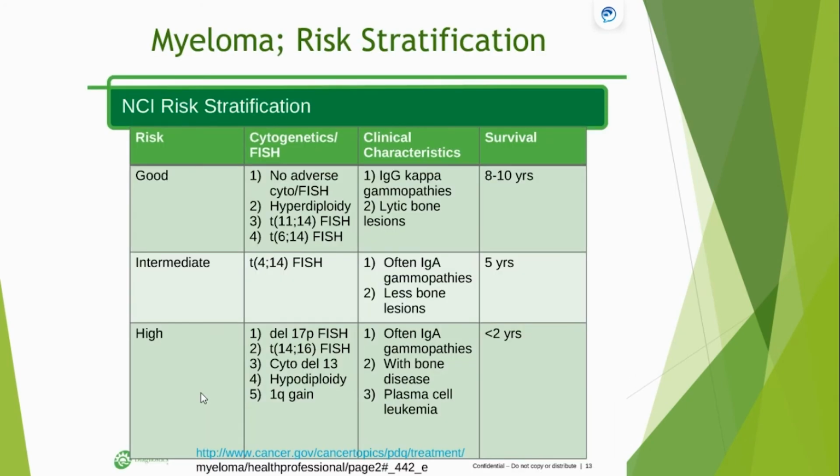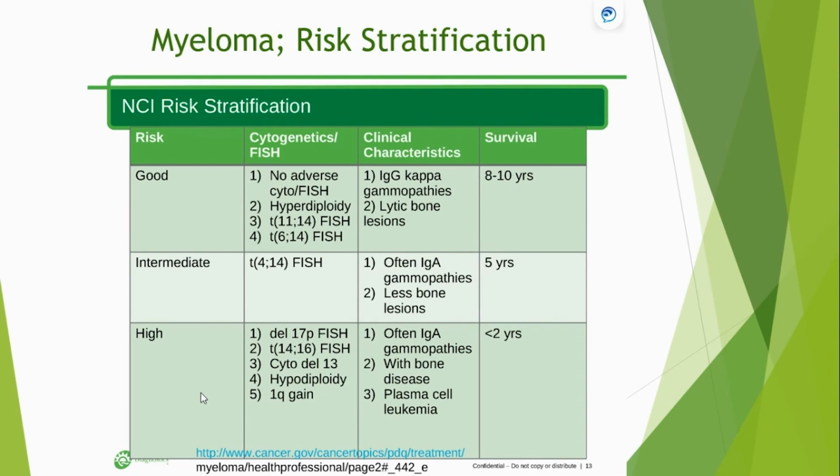In terms of risk stratification, the usual practice is to put patients in good, intermediate, and high risk groups. Anything with no FISH or chromosome analysis abnormalities, hyperdiploidy, and translocations 11;14 and 6;14 puts the patient in the good risk group. The high-risk groups are the ones with deletion of 17p, 14;16 translocation, deletion of 13, hypodiploidy, or gain of 1q. And then they put translocation 4;14 in an intermediate group.